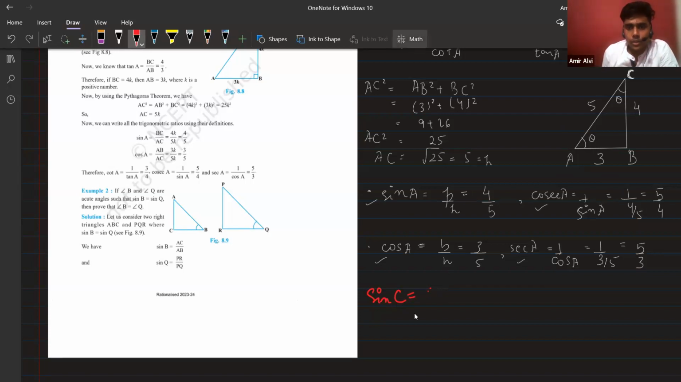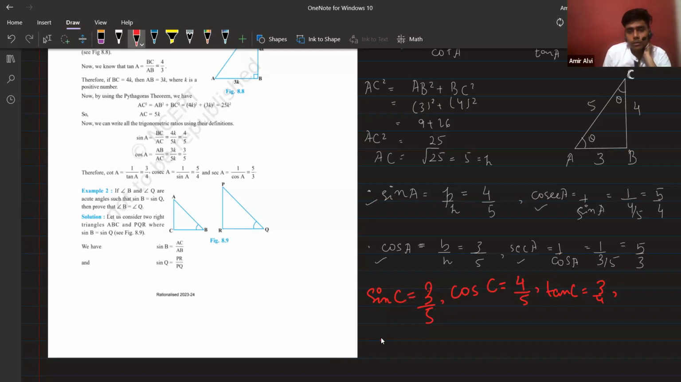Absolutely correct. What will then be cos C? cos C would be 4 by 5. What would then be tan C? 3 by 4. Yes, that's correct. That's correct.